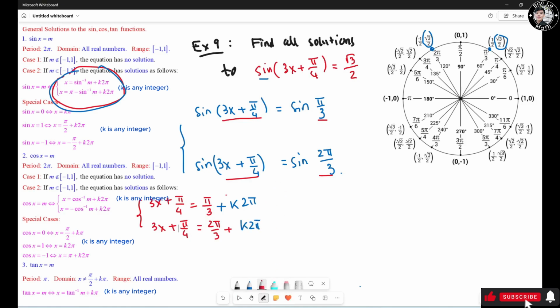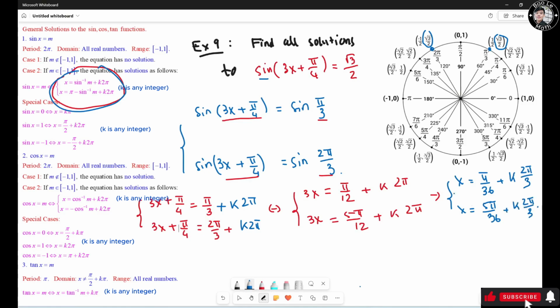Now, you can simplify this one. Just subtract pi over 4 from both sides. Now you just divide both sides by 3. So you have over 3, right? So these are the solutions to the equation. Remember, k is an integer.